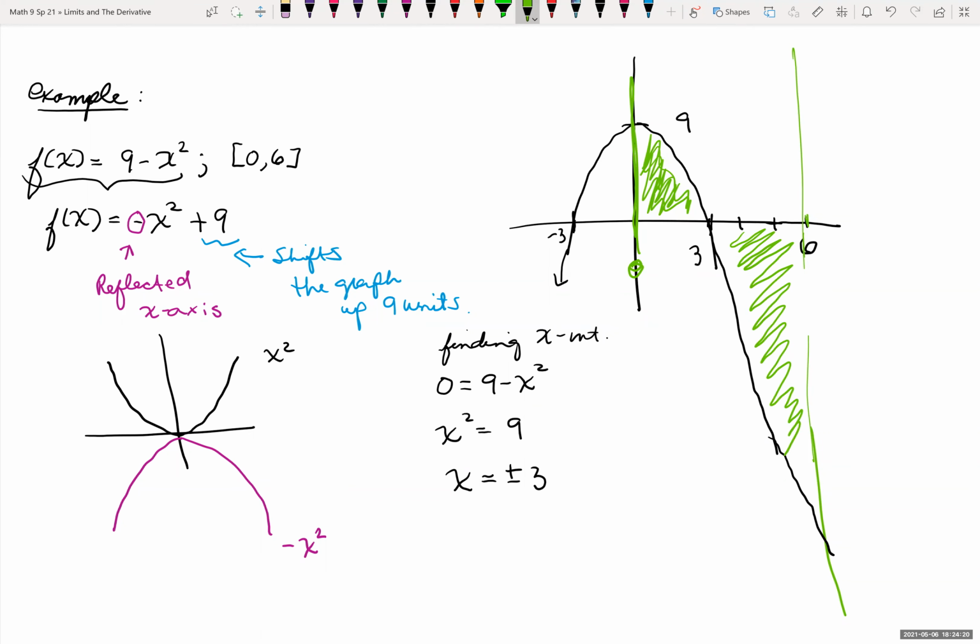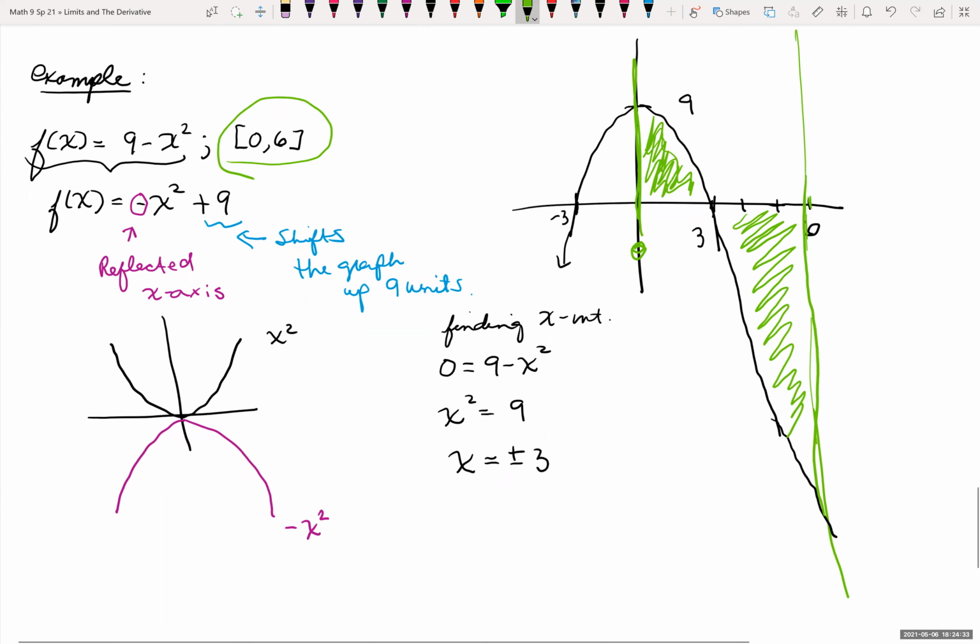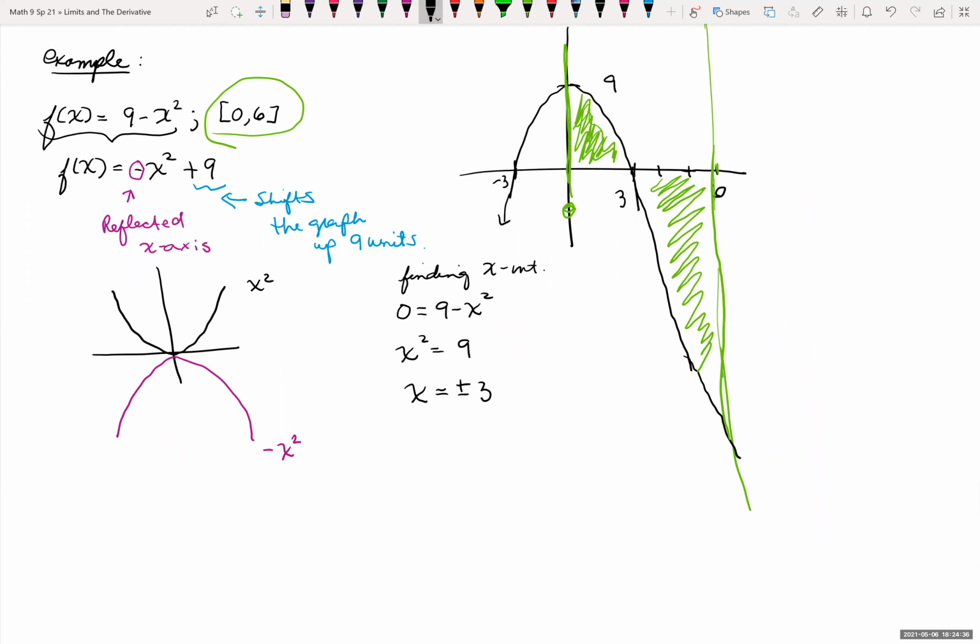So now we know how to split this up as two separate integrals. We're not worried about this -3 because it's outside of our bounds between 0 and 6. And so we have one integral that we're looking at, and that integral is going to be from 0 to 3, where it's crossing the x-axis, of 9 minus x squared dx, plus the absolute value of the integral from 3 to 6 of 9 minus x squared dx.